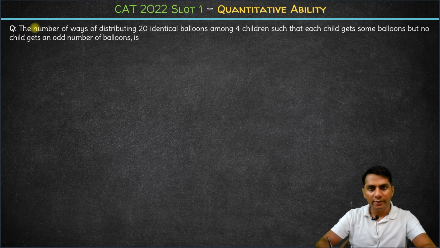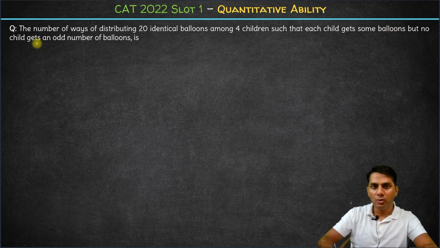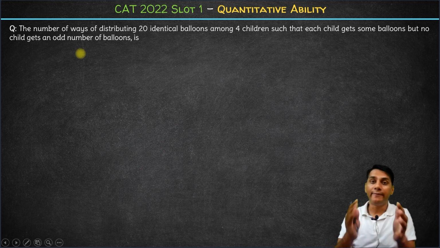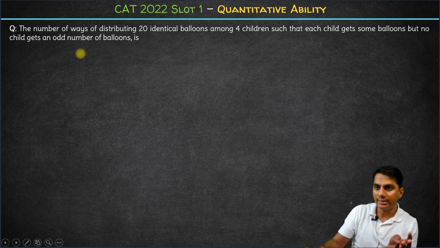Hi. So here we have to figure out the number of ways of distributing 20 identical balloons amongst 4 children such that each child gets some balloons but no child gets an odd number of balloons. So if no child gets an odd number of balloons, it means the 4 children will get an even number of balloons. Each of them will get an even number of balloons and every child has to get at least some balloons.